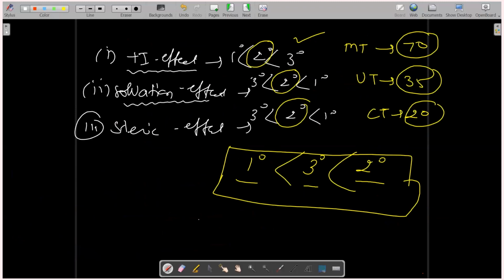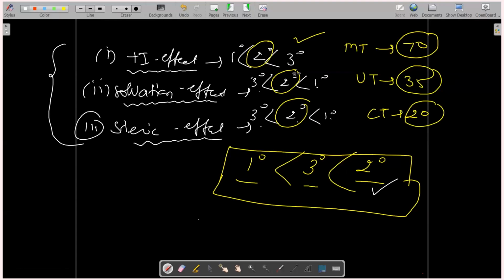The second effect, solvation effect, according to this, now the order of basic character becomes 1 to 3. And by steric effect, the order becomes what? 1 to 3. So by combining all these three effects, we observe which one has maintained its position? Secondary. Secondary has maintained its position. So on average, the secondary becomes the higher basic in nature. So now the secondary becomes topmost. It becomes the strongest base by combining all these three effects.